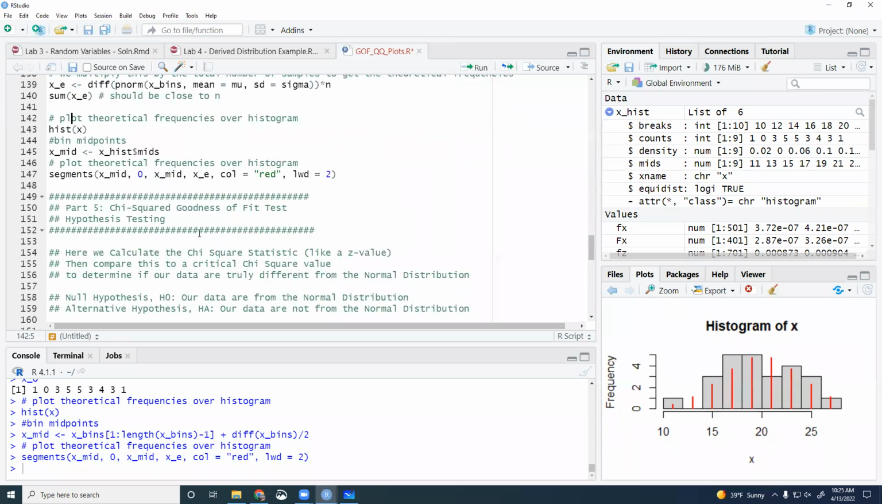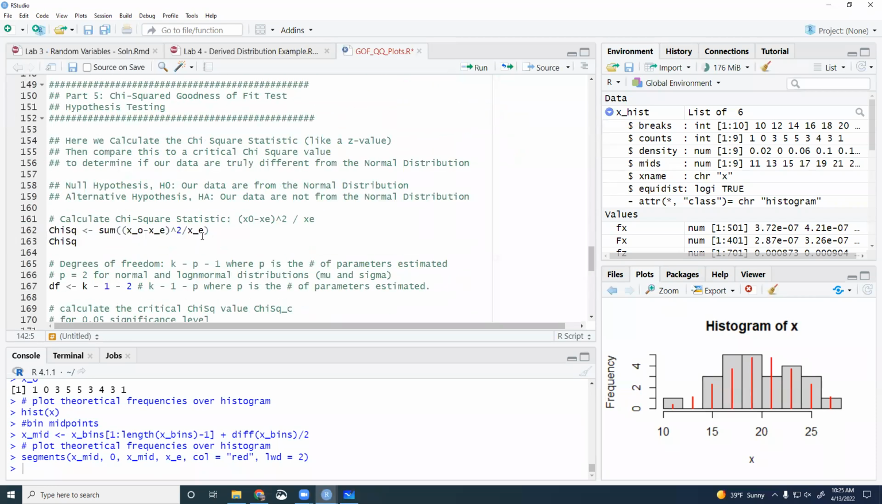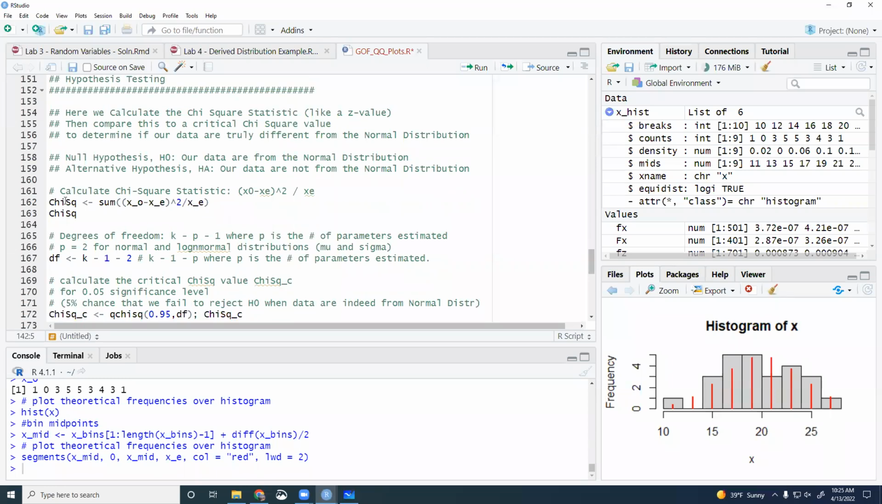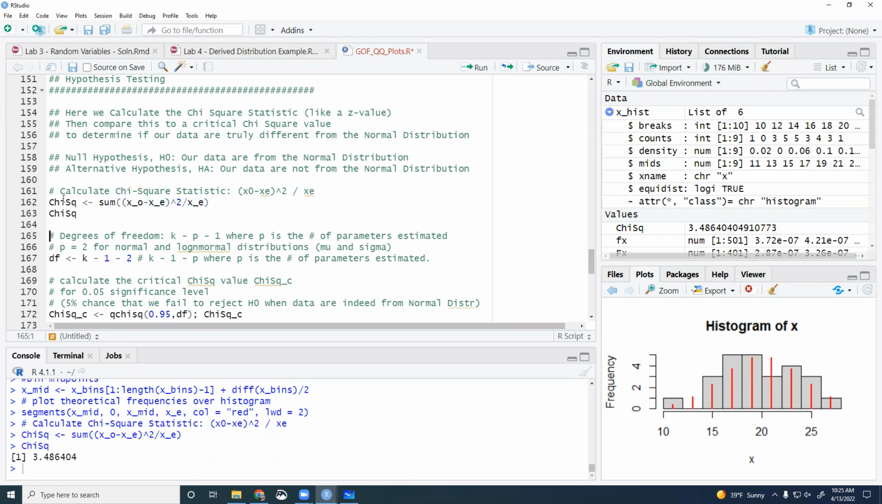Okay, so now we'll do the chi-squared test. We did our observations. We'll do the chi-squared statistic, and so we're just summing the differences between observed and expected, squared, divided by expected. And so that test statistic ends up being 3.848.